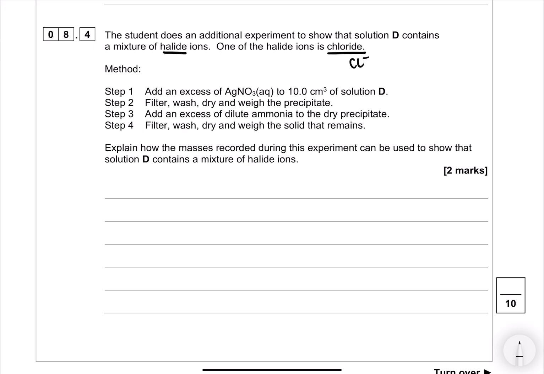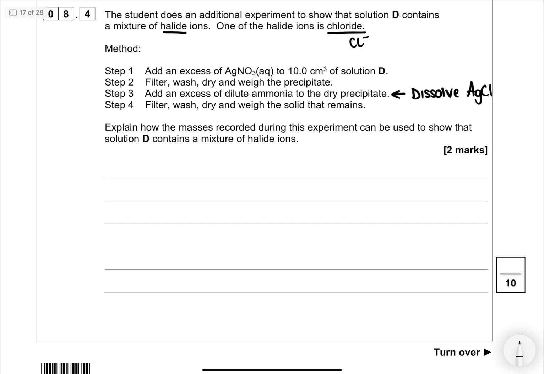Well, if one of them's chloride, this would dissolve the AgCl and just leave behind any other precipitates that were formed. So this second mass would be smaller because you've removed AgCl precipitate. This first mass, given that it was pale yellow, is likely to be AgCl and AgI, and this second mass is just going to be AgI, and so the second mass would be smaller than the first mass.